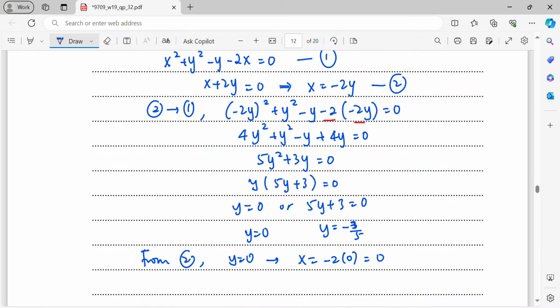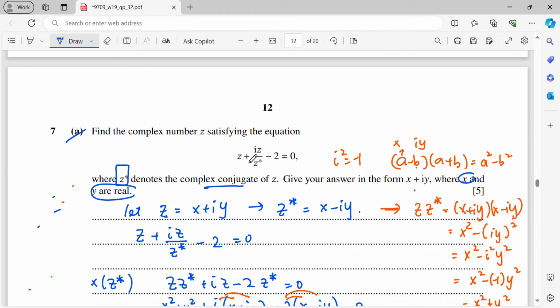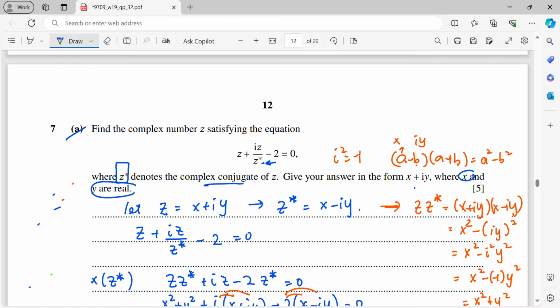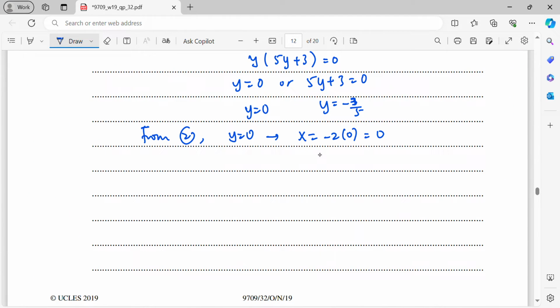Okay, so when 0 means that your complex number is 0. So when the complex number is 0, you cannot divide by the conjugate, right? That means here, this one is not accepted.